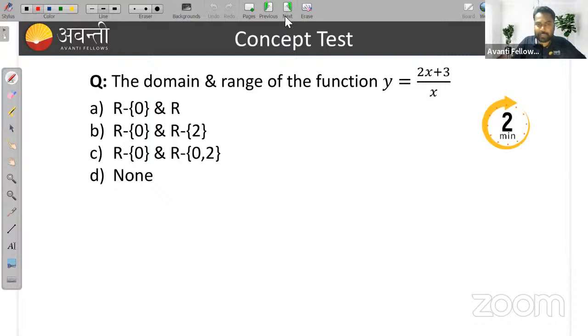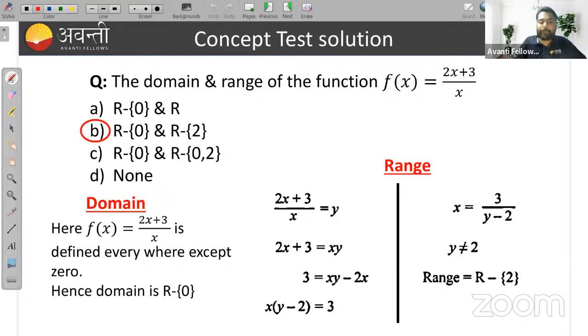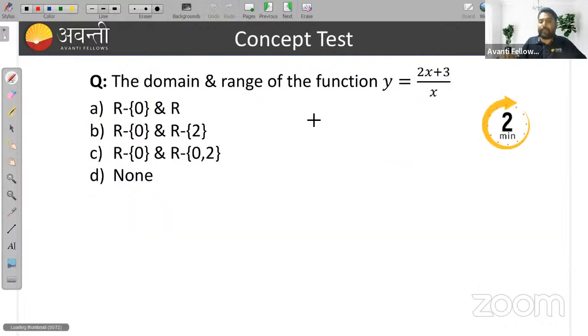Okay, let's see what the solution is. The answer is option B, R minus 0 and R minus 2. Here I am solving it. Yes, option B. Very good. The option is correct, option B. Very good. Okay, y is equal to (2x plus 3) by x.